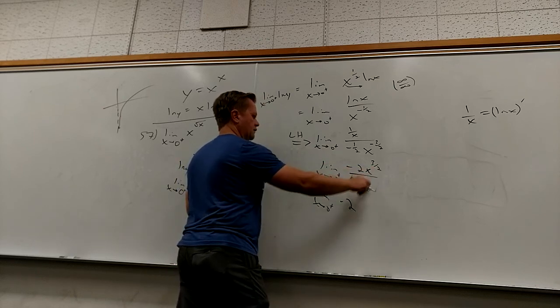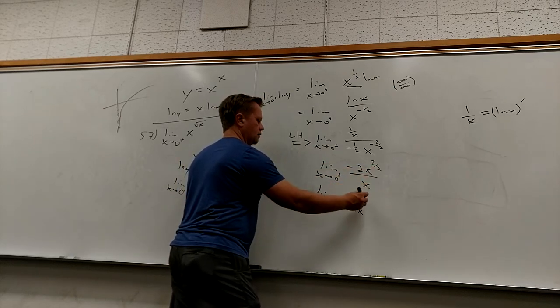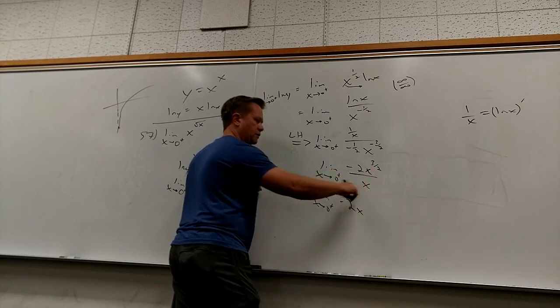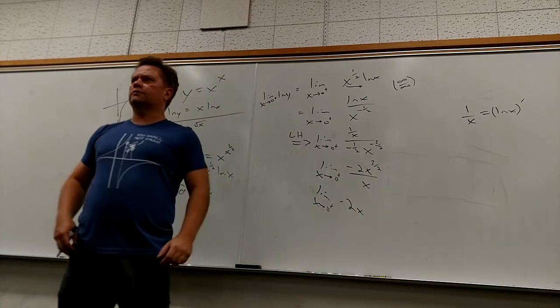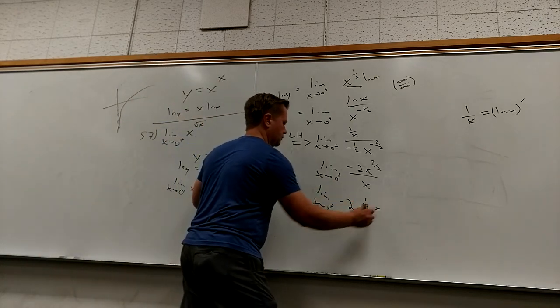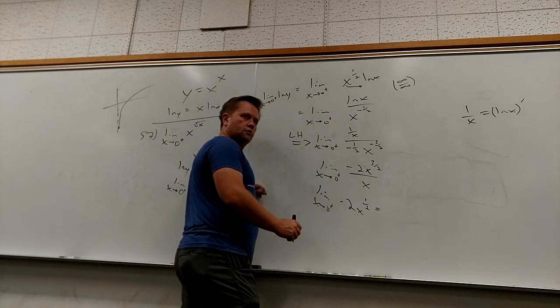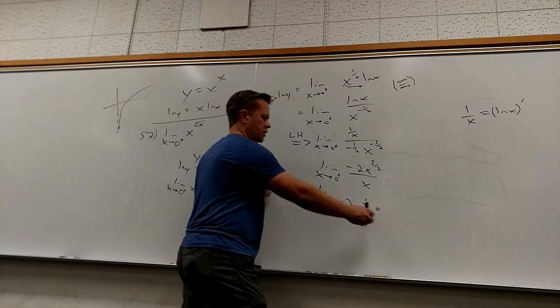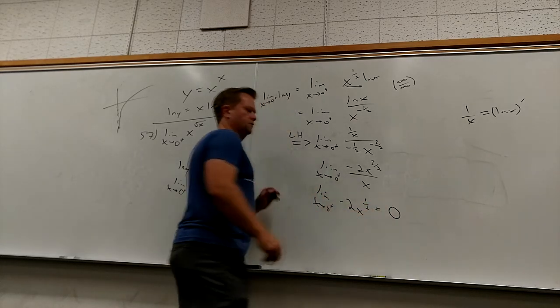What's x to the 3/2 divided by x? What do you do with powers when you divide like bases? Subtract. 3/2 minus 1 is 1/2. Is that still indeterminate? No. Nope. When you plug a 0 in, you get 0.